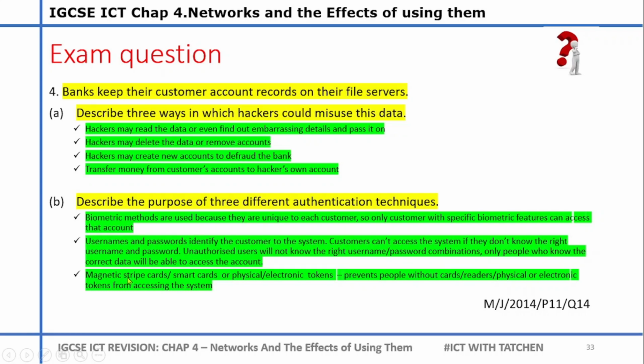Then we also have magnetic stripe cards or smart cards or even physical and electronic tokens, which prevent people without cards, readers, or physical or electronic tokens from accessing the system.